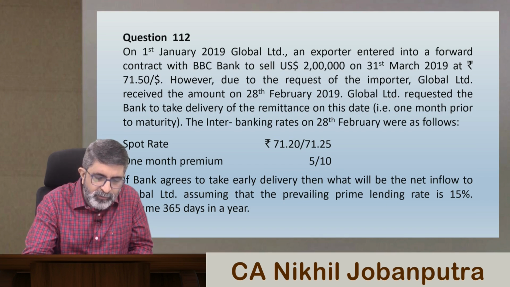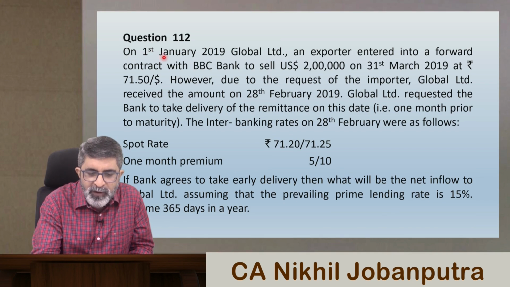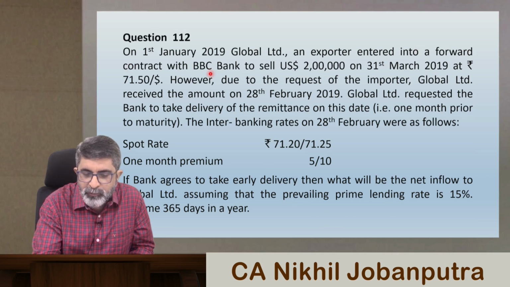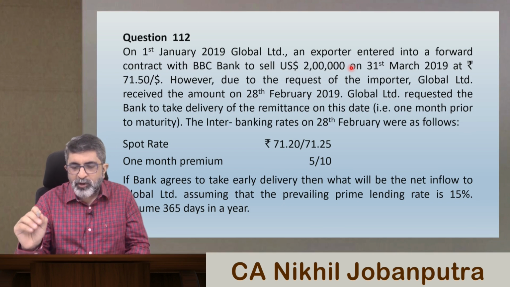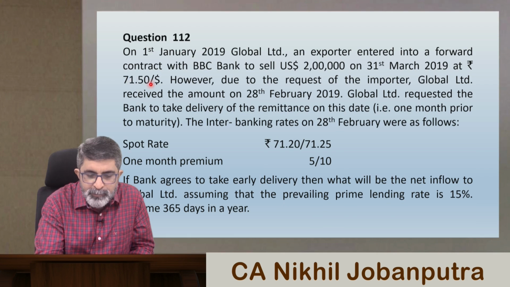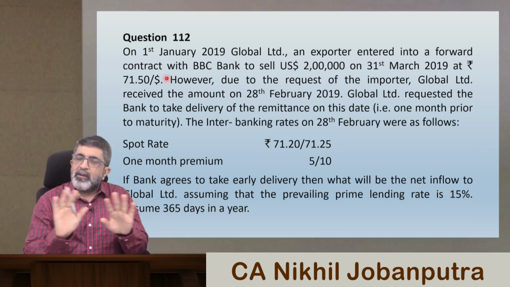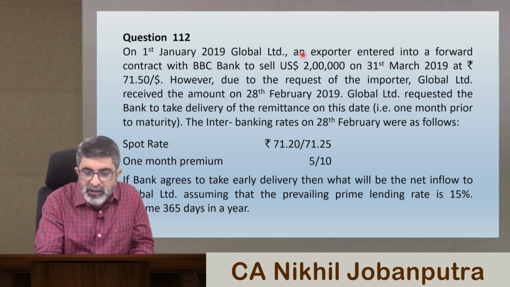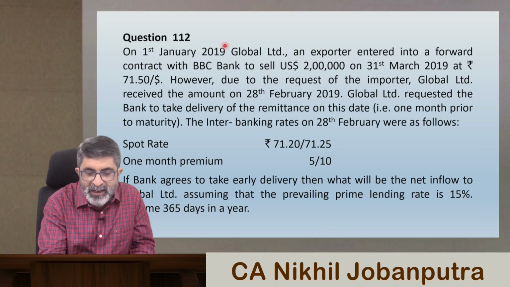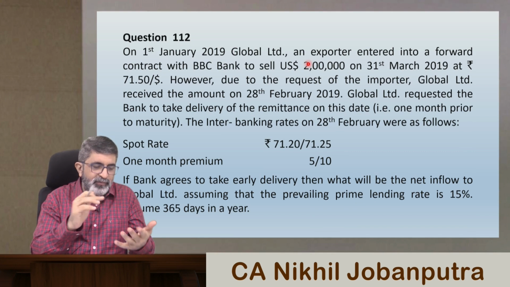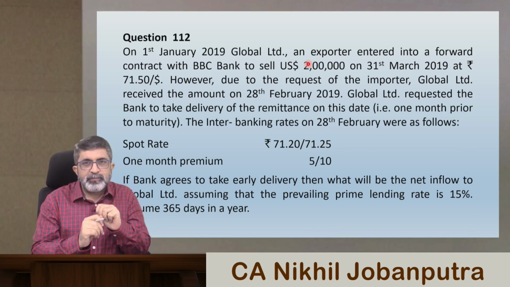Question 112. On 1st January 2019, Global Limited, an exporter, entered into a forward contract with BBC Bank to sell $2 lakh on 31st March 2019 at rupees 71.50 per dollar. That means the exporter has entered into a contract with BBC Bank on 1st January, and the contract is to be settled on 31st March. January, February, March, a 3 months contract.